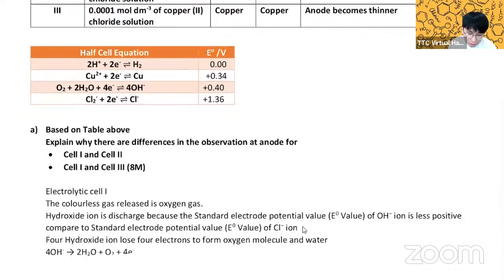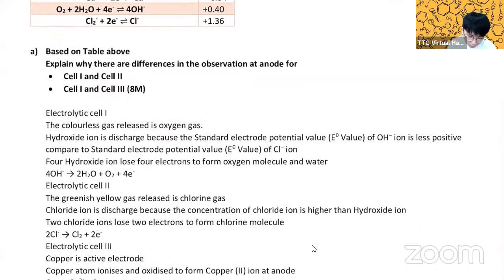So your first answer here is cell 1, you release oxygen gas. The colorless gas released is oxygen gas. Why? Because you actually selected hydroxide, because the standard electrode potential value is less positive compared to the value for Cl minus. And your OH minus will lose 4 electrons to form oxygen molecule and water. But that's for cell 1. For cell 2, you can see that you form greenish yellow gas, which is chlorine gas. So you selected chloride because the concentration of chloride is higher. So you see, the first one is because the value is less positive, means the stronger agent. But in the second cell, you are selecting chloride because the concentration of chloride is higher than hydroxide. So you see the two different reasonings there.